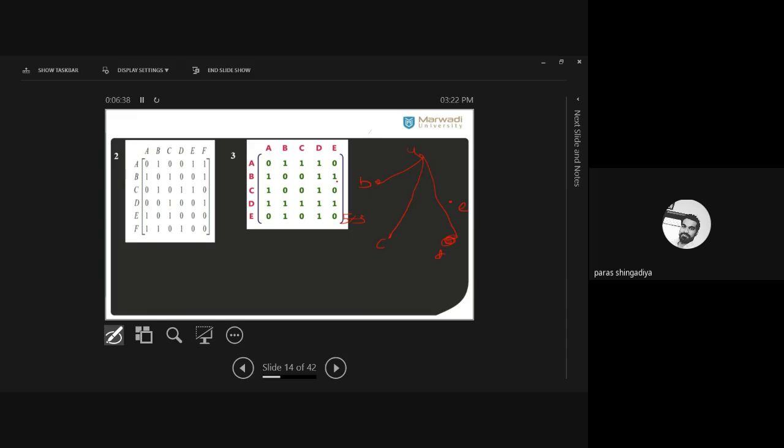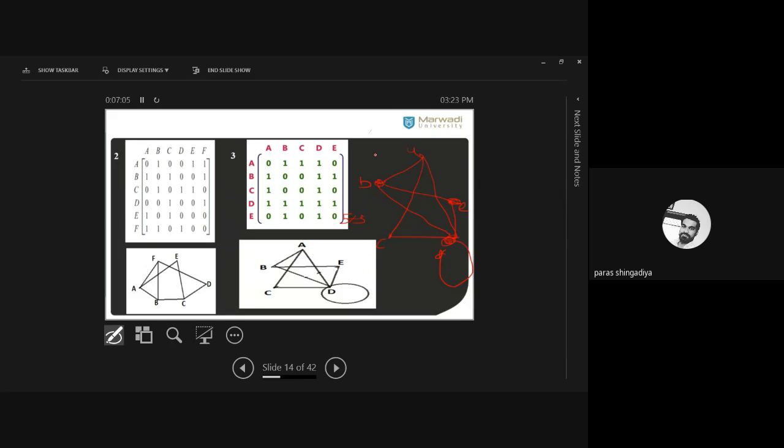Clear? Then the second vertex B connects with A, D and E. Clear? Then the third vertex C will connect with A, which is already connected, and C to D. The fourth vertex D is connected with E also. And D to D is a loop, and D and E also connected. And E is already connected. Okay. So you will get this type of solution.